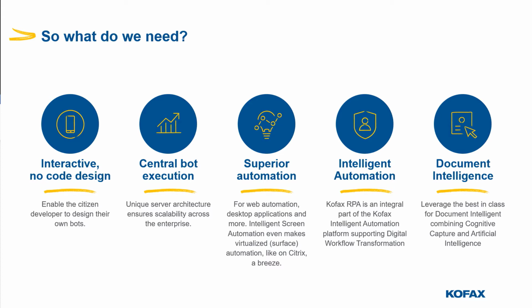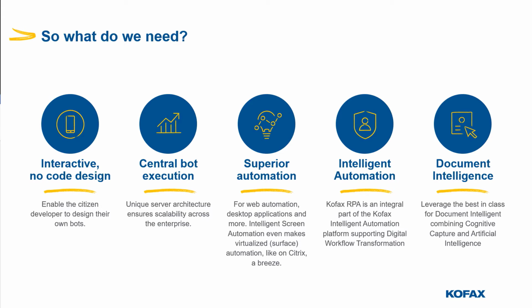So in order to do all those things that we just talked about, what will you need? You need to have a way to truly enable a citizen developer to build these robots, and you don't want to bother IT with bot development. You need to have central bot execution because you want to have a scalable solution, and you don't want to have a desktop, laptop, or virtual machine for every robot that you build, because that's going to become a hassle. You need to have superior automation capabilities, not just for desktop applications, but also web applications, legacy applications like your mainframe you might still have. But you also need to keep in mind the changing environment with virtualized environments, for instance, through Citrix. You need to have all of that covered.